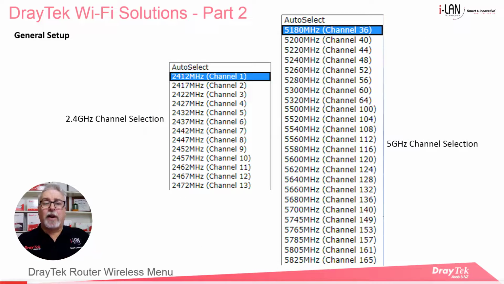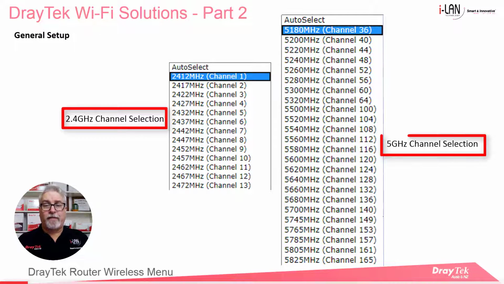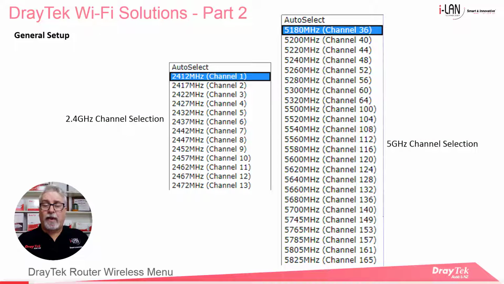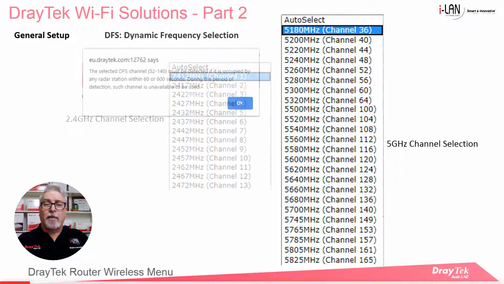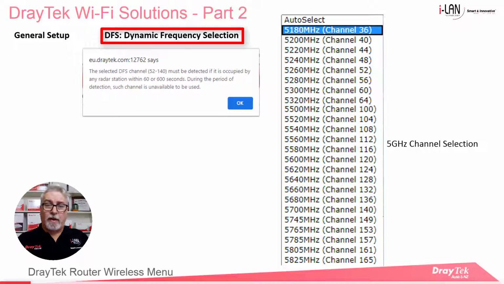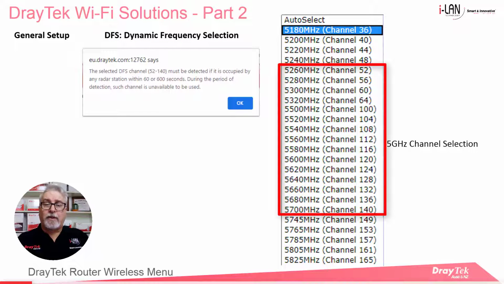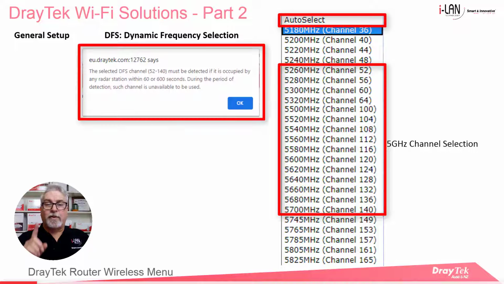These tables show the available channels for the 2.4 GHz and 5 GHz Wi-Fi bands. If left on auto select, the router or AP will choose the optimum channel for you. Beware of DFS, also known as dynamic frequency selection in the 5 GHz range. The bands from channel 52 to 140 are also allocated to military radar, satellite communication and weather radar. In some DrayTek models these channels won't be available at all, but in the models that do support DFS, selecting one of these channels or the auto select option will cause the warning above to pop up.